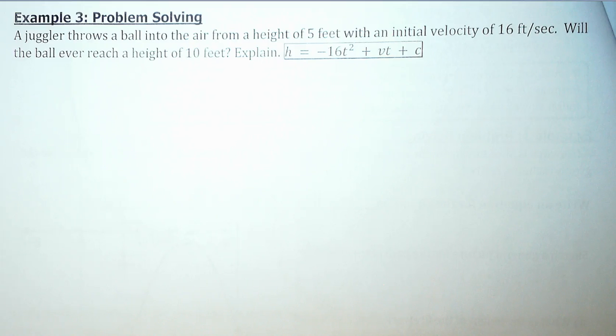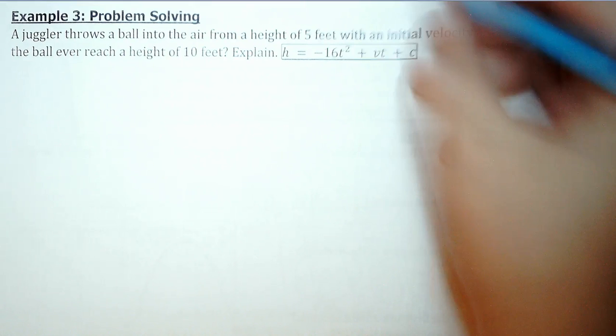All right, example 3 says a juggler throws the ball into the air from the height of 5 feet with an initial velocity of 16 feet per second. Will the ball ever reach a height of 10 feet? Explain. Okay, so let's try to go ahead and set up our equation first. The force of gravity is going to come into play here, so this equation is the one at the top on the front of the notes. That's where this little formula is coming from.